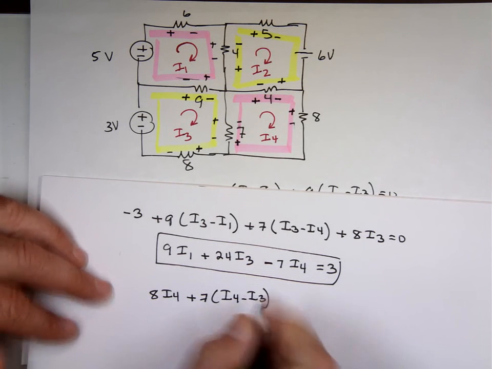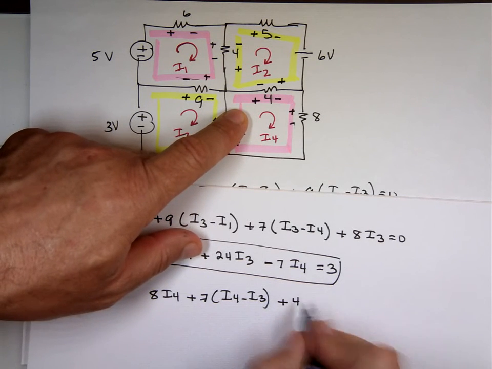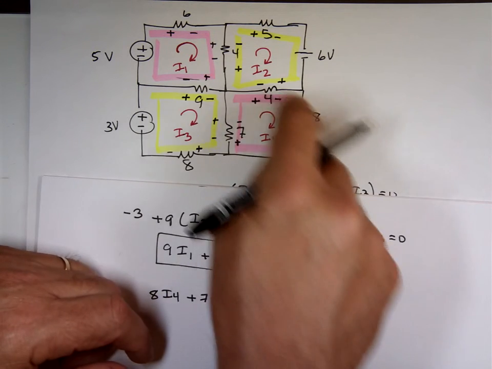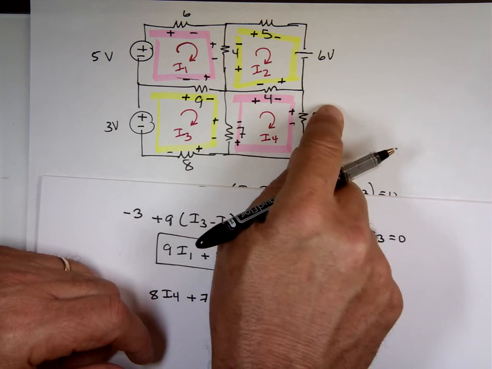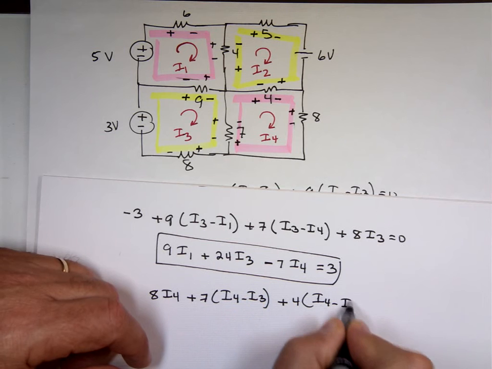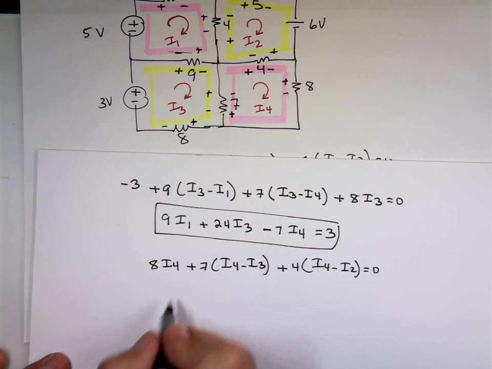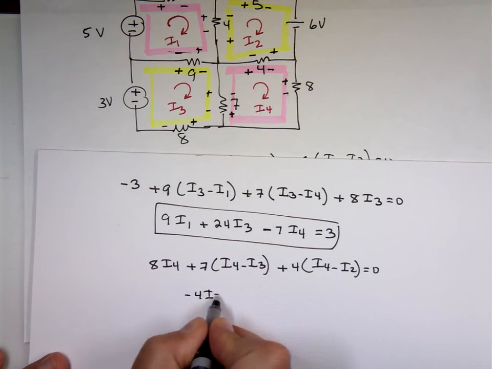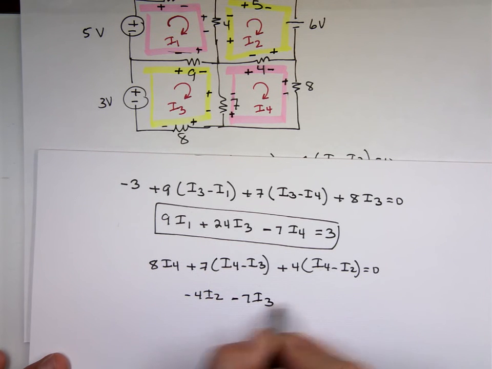Continue with that. That's the 4 here. And I want the current now to the right, going from here to there. IC4 is going that direction. IC2 is backward. Negative 4 IC2, negative 7 IC3, plus 19 IC4 is equal to 0.